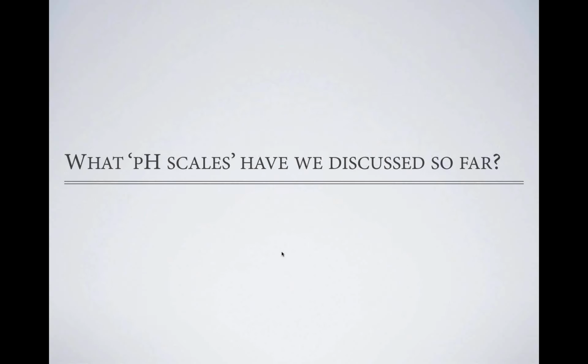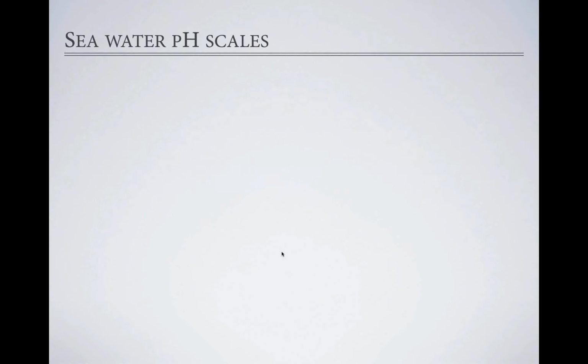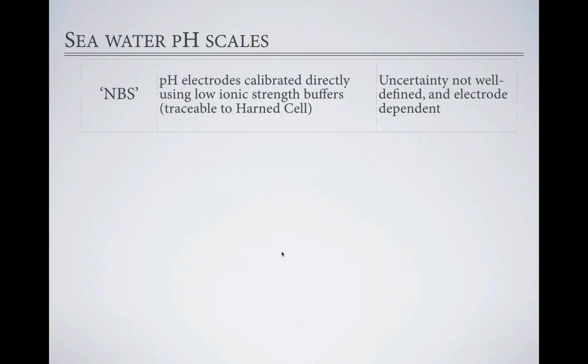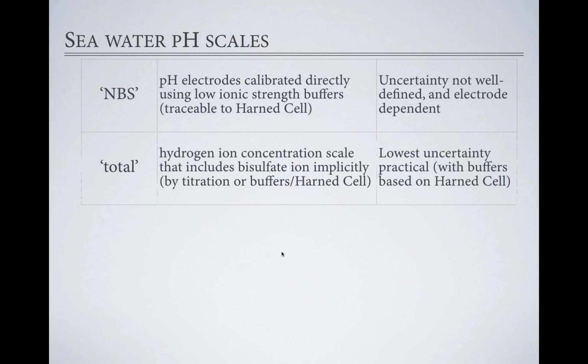Leave that for now. So what pH scales have we discussed so far? Well, really we've discussed two. The NBS, for which the uncertainty is not well defined and is electrode dependent, and the total. The total scale includes the bisulfate ion implicitly. It has perhaps the lowest uncertainty practical using buffers based on the Harned Cell.